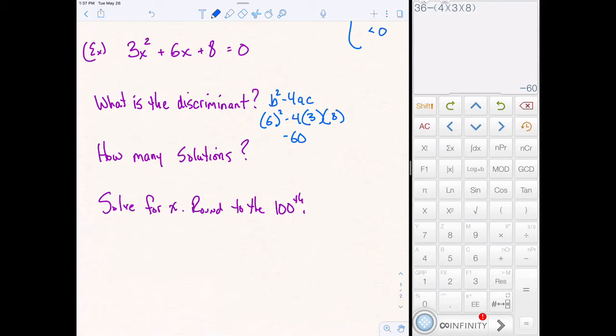So this is worth kind of playing out, right? So what's the discriminant? The discriminant would be negative 60. How many solutions? There are no solutions. And then solve for x, you just write no solution again. Or you might write no solutions exist, something like that.